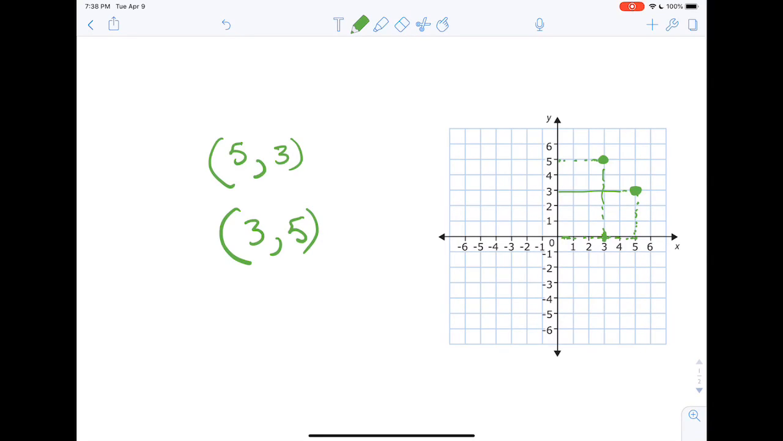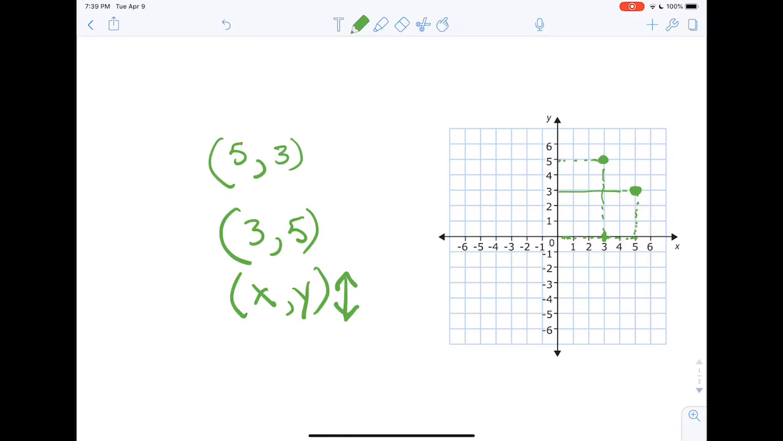Now the other way you can remember this is that you're going in alphabetical order. You go X and then you go Y. So X is first and Y is second. The other way I think about it is that this Y is very tall. It's much taller than the X. Because it's tall, it goes up and down. So I remember that Y is the axis that goes up and down. And X is the axis that goes across.